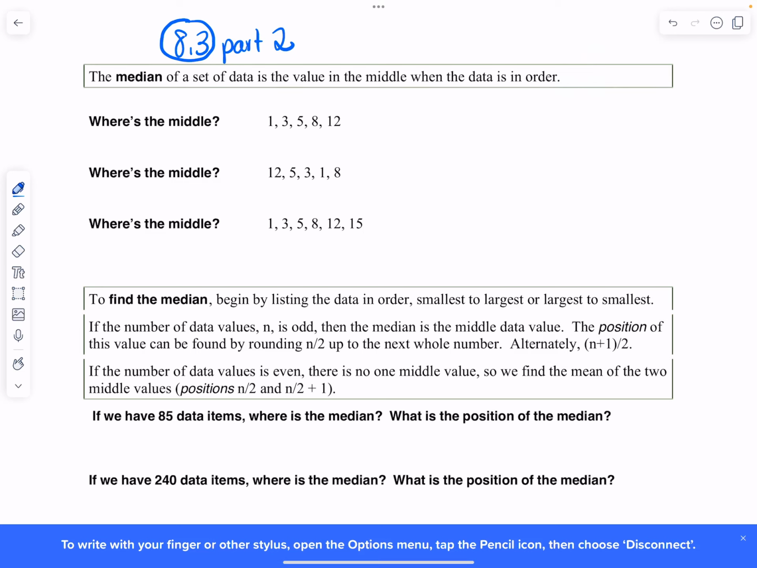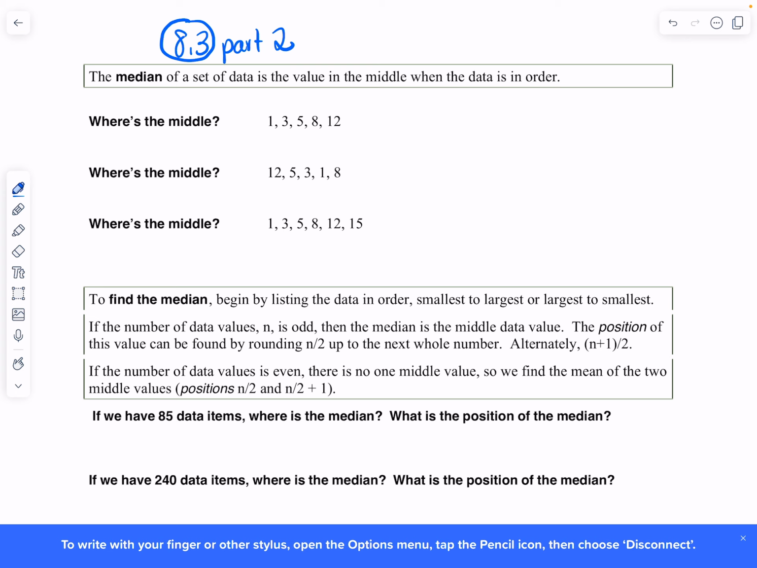Okay, this is 8.3 part 2. If you haven't watched part 1, please go back and do so because it talks about the central tendency of the mean. This is the central tendency median. So we're going to look at the median and figure out how to do this. The median of a set of data is the value in the middle when the data is in order.